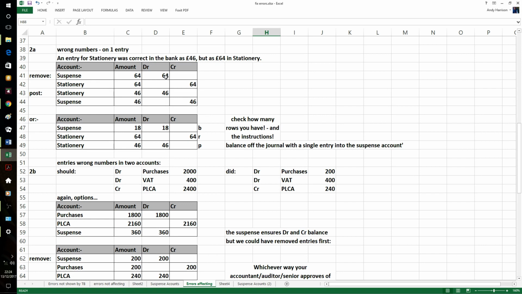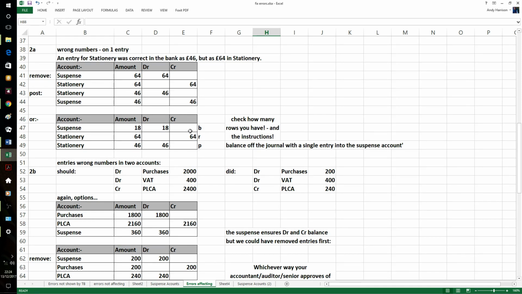The suspense account balances it off, or is the double entry, and then post correctly, debit the stationery with the 46 again, almost treating it as two journals. We then credit the suspense account with the 46, or we could have done the removal of the 64, post it correctly, and then the £18 is the balancing.